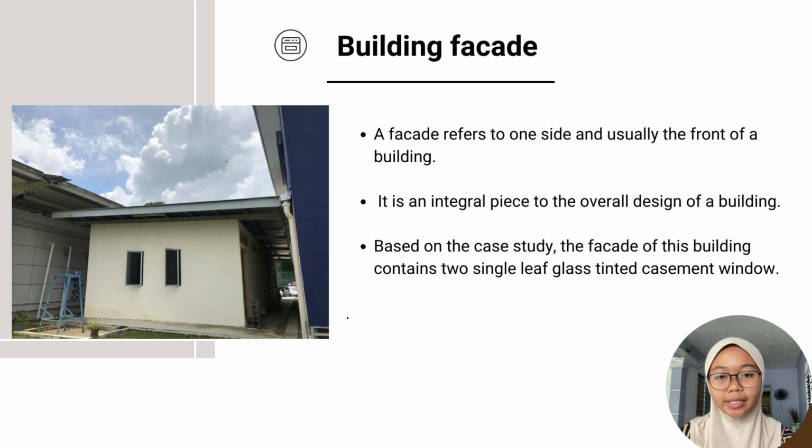Next, building facade. A facade refers to one side, and usually the front, of a building. It is an integral piece to the overall design of a building. Based on the case study, the facade of this building consists of two single-leaf glass tinted casement windows. The facade receives minimum sun radiation because the building is oriented towards the south, which is far from the direct sunlight. Certain lights provide warm, ambient light throughout the day and generally feel sunny and comfortable.